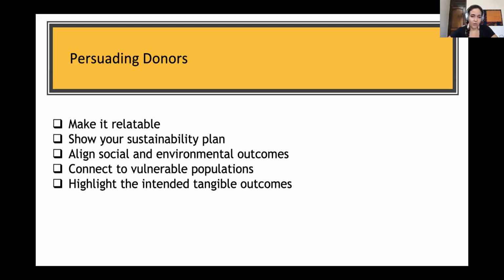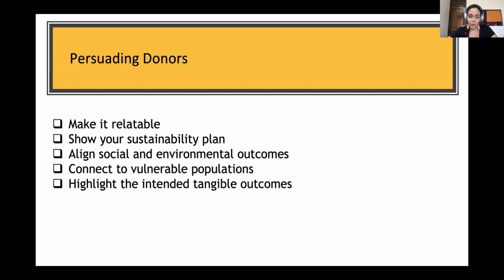Another important portion for persuading donors is showing your sustainability plan. Normally donors will ask, okay, if you actually implement this project, what makes you think this is going to stand on its own legs after a couple of years? So it's important for you to show how you feel about that, or at least what your plan is for that. And then align social and environmental outcomes. Donors also care about people. So if you talk about environment in relation to people, I think that's a very powerful way to talk to donors and to talk to the government as well.